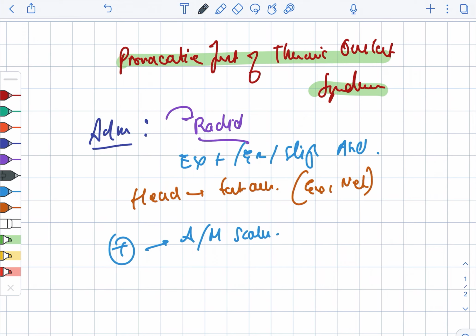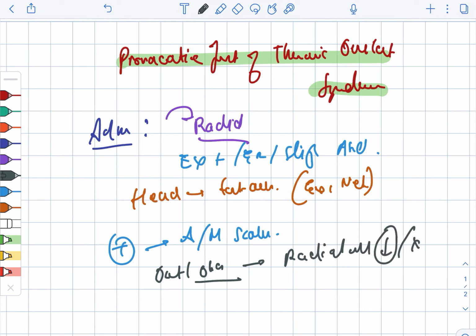will get diminished. In case of the outlet obstruction, the radial pulse will get diminished, or it is absent.